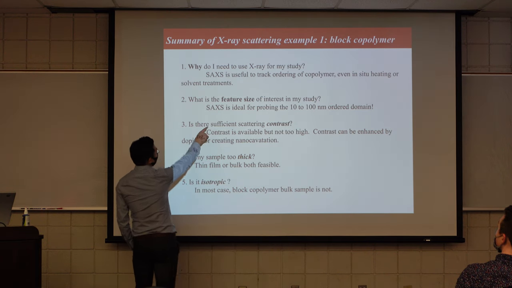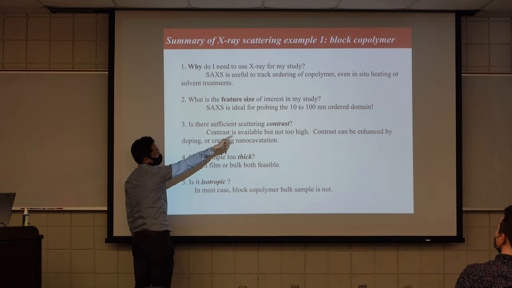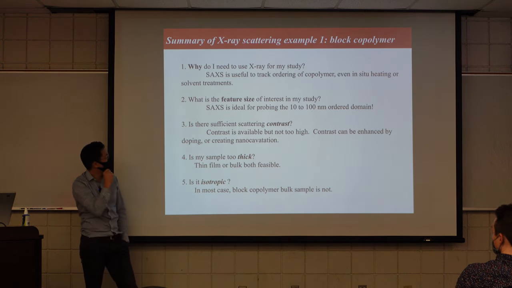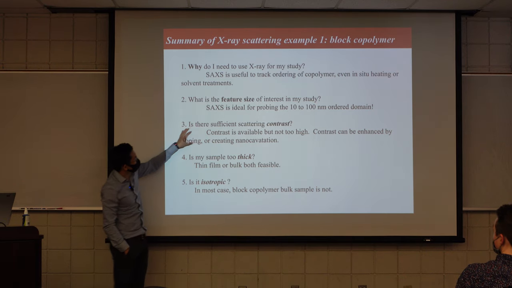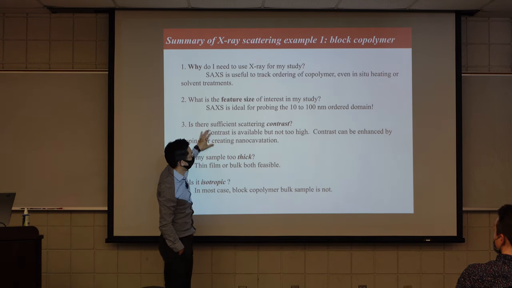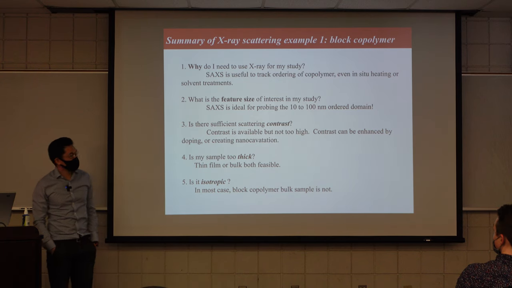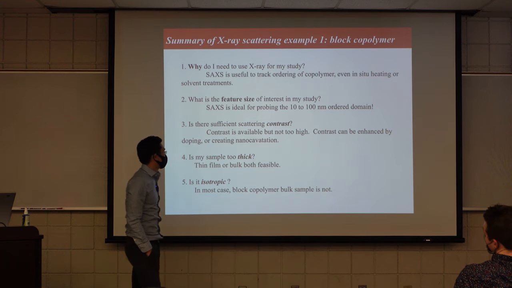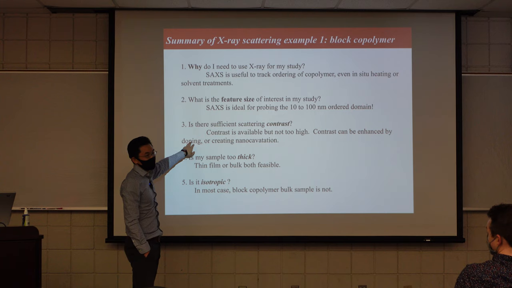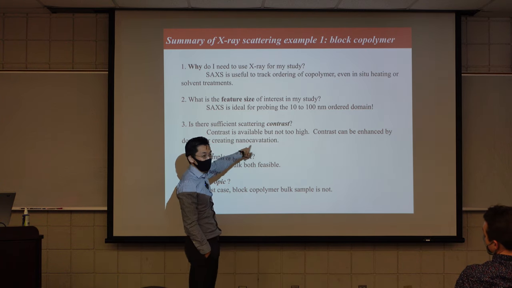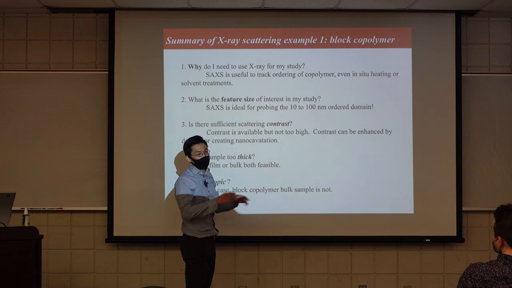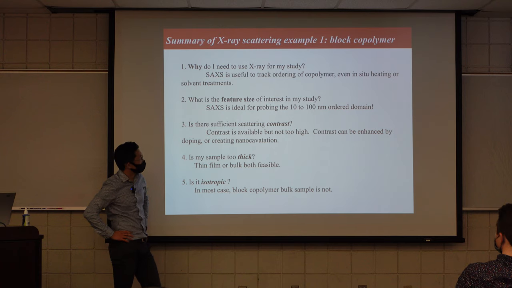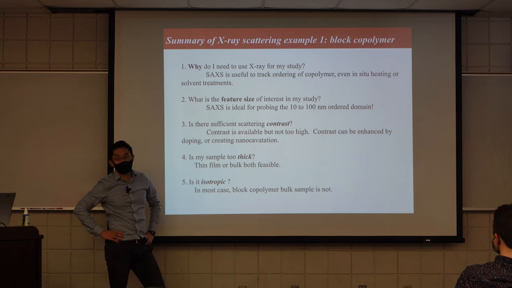SAXS also is perfect, as I said, ideal for probing any features from 10 to 100 nanometers. That's why it's quite useful in this scenario. Scattering contrast: as you can see, in our example, the contrast is there, but not too high. Typically, you can do two things to enhance it, either doping with some metal salts or creating nanocavitation, okay? Because when you have nanocavitation, the contrast between polymer and air is another level, so you can have much shorter measurement time.